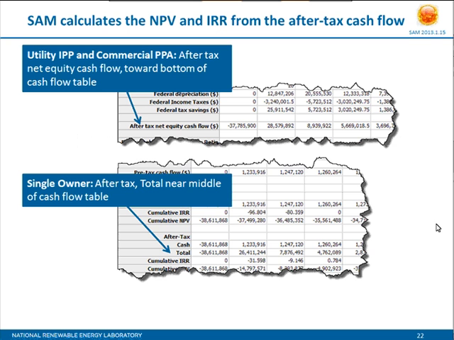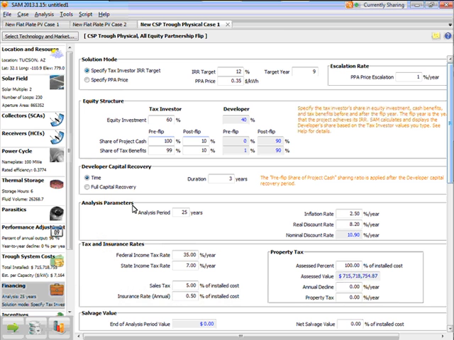SAM displays the cash flow table. So let me just take a moment to show you that in SAM. If we go to the results page, I'm just going to calculate some results here for the partnership model. Jumping through the data here.